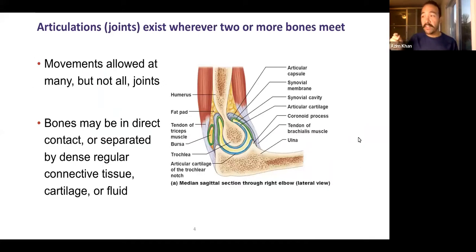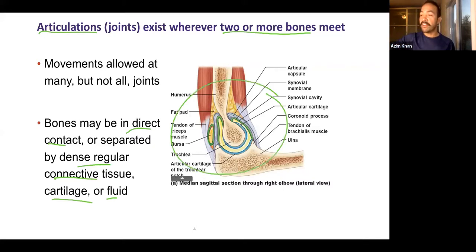Once again, the definition of articulation, the joint, is wherever two or more bones meet. Now, when I say they meet, it doesn't necessarily mean they're touching each other. It could mean they're in direct contact, but they could be separated by things like dense regular connective tissue or cartilage or synovial fluid.